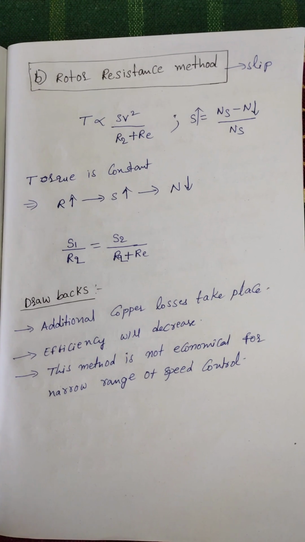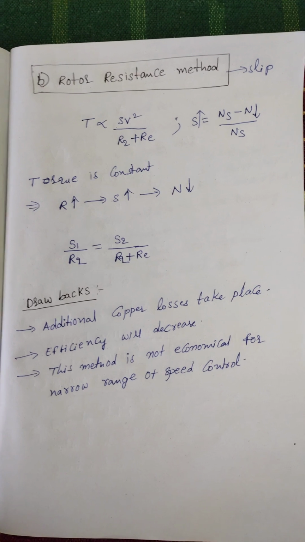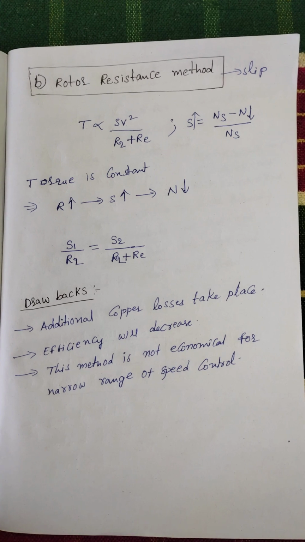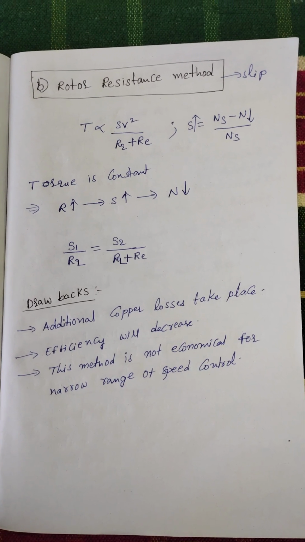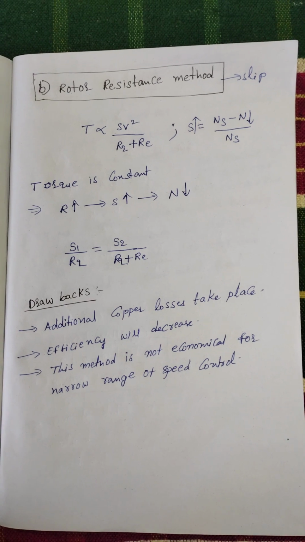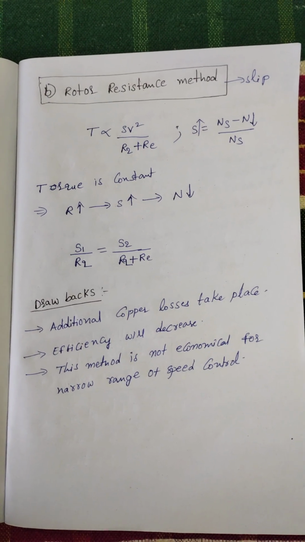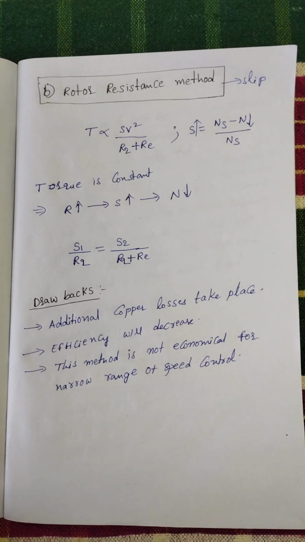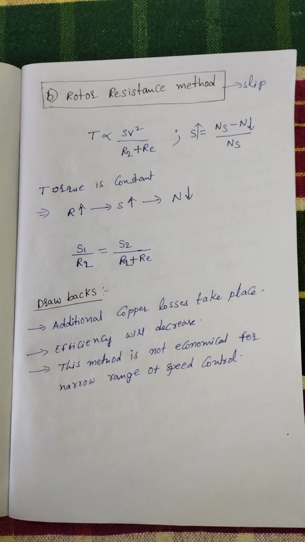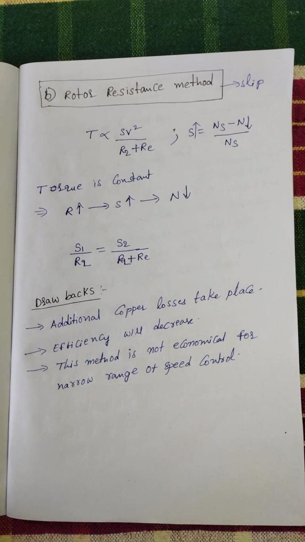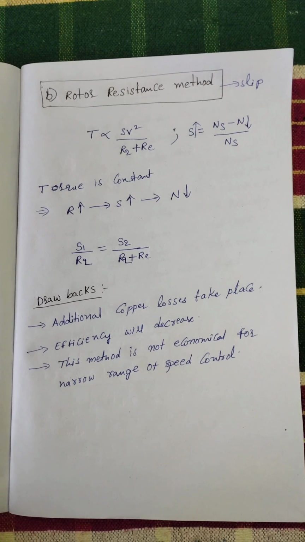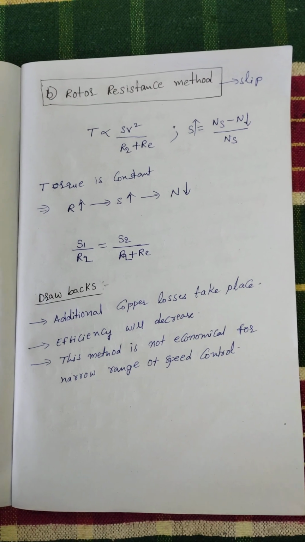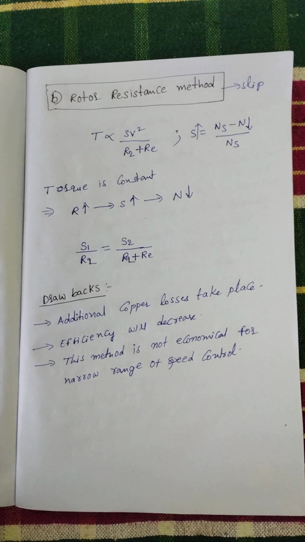The next method is the rotor resistance method in slip control technique, which is only used for the slip ring induction motor. We know that torque is directly proportional to sV square by R2. In this method, an external resistance Re is injected into the rotor circuit. So the formula becomes torque is directly proportional to sV square by (R2 plus Re). When the torque is constant, if resistance Re increases, slip increases, because resistance is directly proportional to slip. If slip increases, speed is decreased. So by controlling the resistance, speed is controlled.